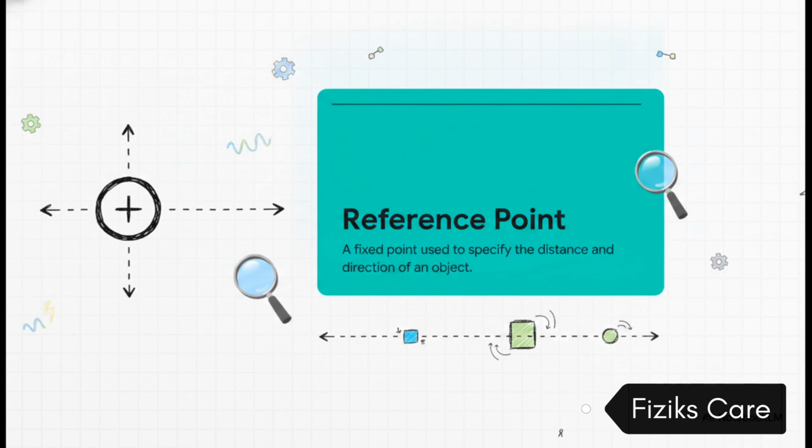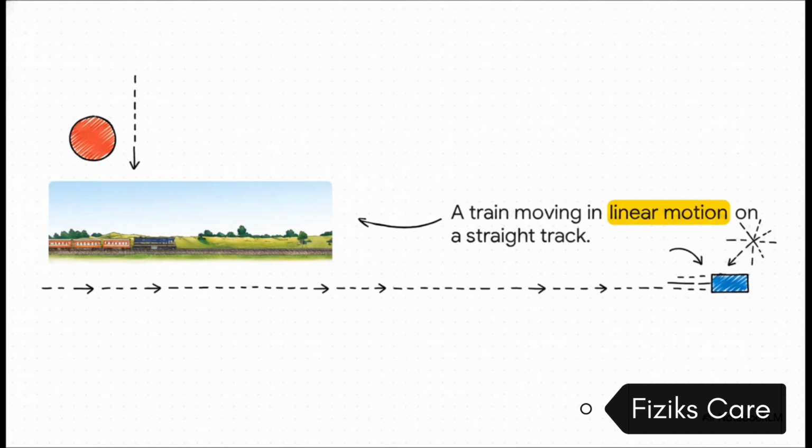If you want to know if an object has moved, you have to know precisely where it started at time zero. So whether it's a ball falling straight down or a train cruising on a perfectly straight track like we see here, linear motion, which is just motion in a straight line, is the absolute simplest form of movement we can map out from that reference point. And the moment an object's position changes with respect to that reference point over time, boom, we officially have motion.